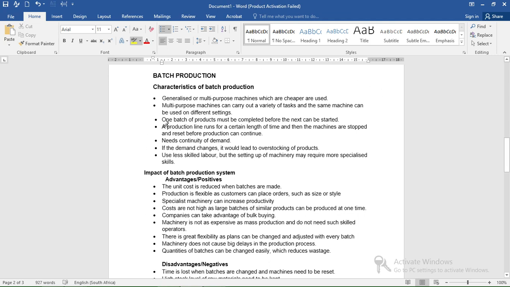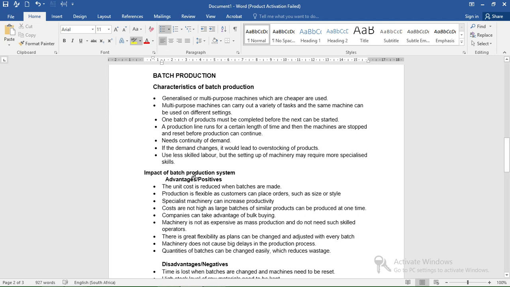Batch production is now quite a bit different from mass production. Batch production is generalized, and multi-purpose machines are used for batch production, which are cheaper to use, right? What we mean here is the word batch, it means in groups. So batch production is when you are producing products in groups, as opposed to producing them in an assembly line or on a conveyor belt, whereby all these single products are the same and it goes on the conveyor belt and it's standardized. But in batch production, they are produced in groups.